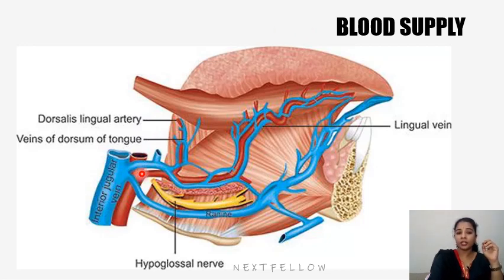So lingual artery emerges at the greater cornu of hyoid bone, and it passes deep to the hyoglossus muscle and lies on the middle pharyngeal constrictor. It gives off suprahyoid branches, dorsal lingual branches, and sublingual arteries. It is not all shown here, but dorsal lingual branches are shown and sublingual arteries are shown.